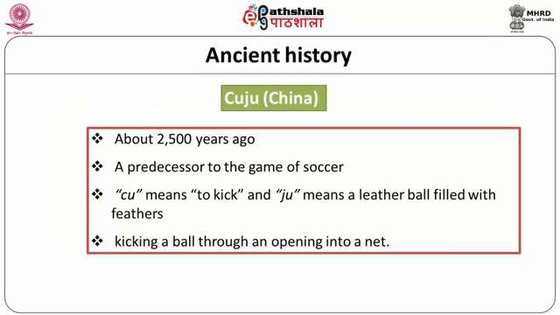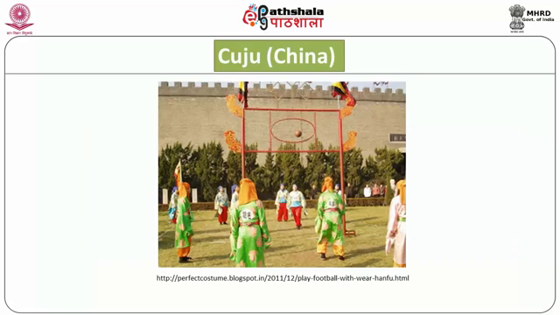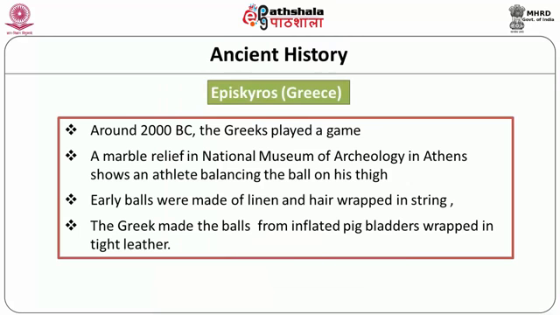About 2500 years ago, a game called Kuju was played in China. This was the predecessor to the game of soccer. Ku means to kick and ju means a leather ball filled with feathers. Kicking a ball through an opening into a net is the objective of the game. You can see in this picture that the players are kicking the ball into the net where there is a small ring.